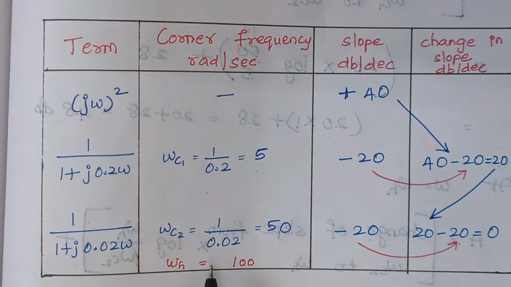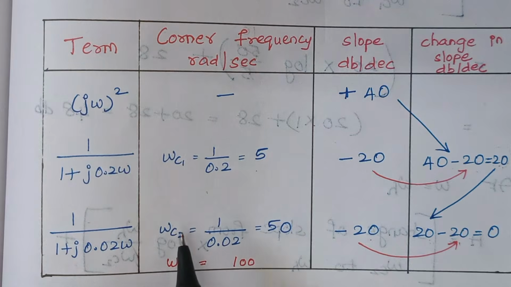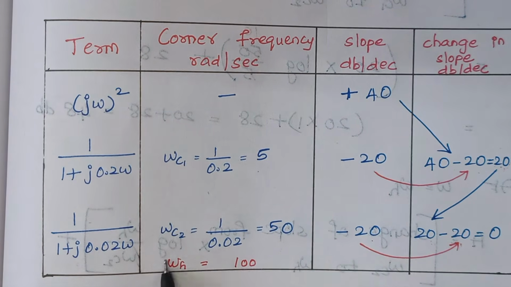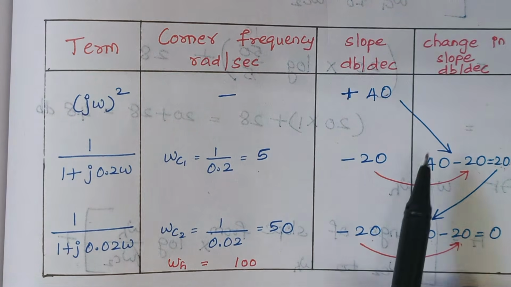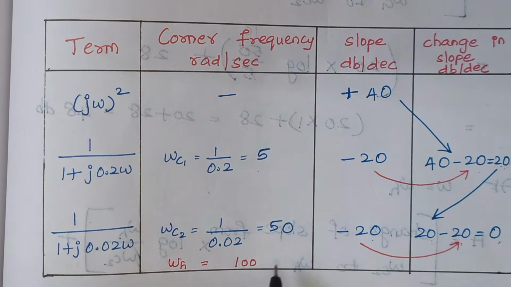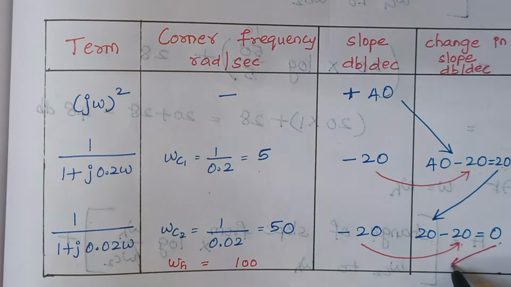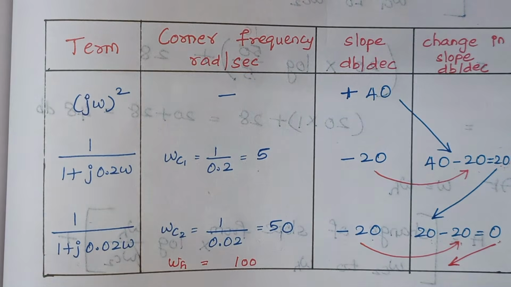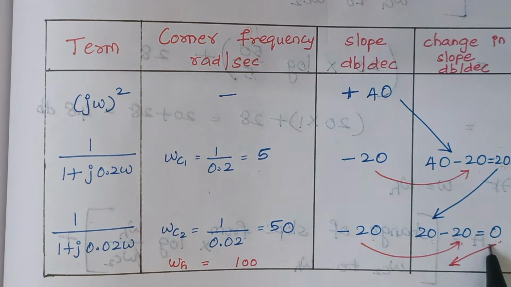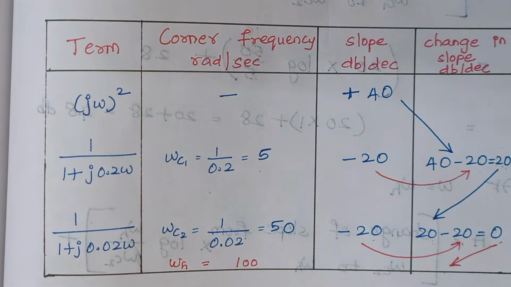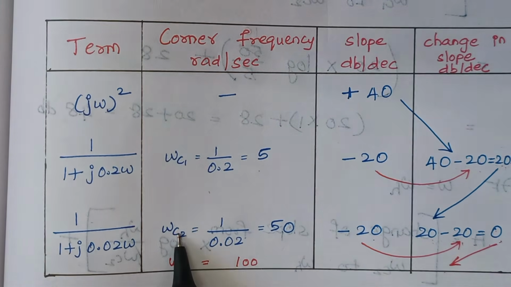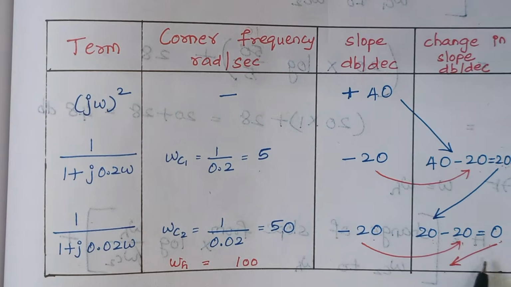Right. So change of slope from omega C2 to omega H. The change of slope from omega C2 is 0. Again, when we have some values over here, this 0 will be shifted over here. Do you people accept? Yes. So the change of slope here is 0, because this 0 will be contributed whenever we have some other terms here. So change of slope from omega C2 to omega H is 0.